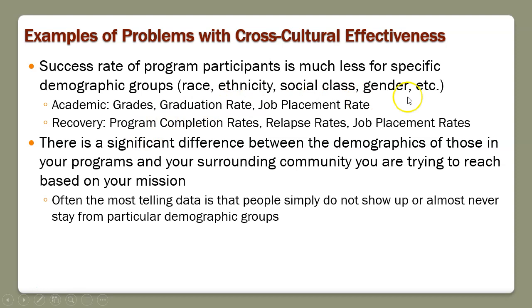Now, here are some of the problems that you'll encounter with cross-cultural effectiveness. The success rate of program participants is much lower for specific demographic groups, such as a racial group, an ethnic group, or someone across social class or gender. Some of the things you might measure: if you're academic, it would be grades, graduation rate, and job placement rate. If you're a recovery program, you're going to look at program completion rates, relapse rates, and job placement rates. Then you're going to see whether those are the same across race. You might have the same thing with people in your church, where you assess how they're progressing.